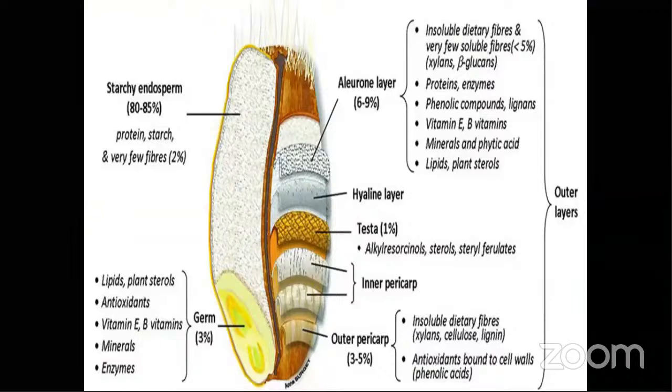Again, as I told you, for the outer pericarp, here you will see what kind of substances are present or what they are composed of. The outer pericarp is composed of insoluble dietary fibers and antioxidants. Then comes the aleurone layer, as I was talking about. It consists of insoluble dietary fibers, proteins also, enzymes, phenolic compounds, lignans, vitamin E, vitamin B complex, minerals, phytic acid, lipids, and plant sterols. In the starchy endosperm, there is only protein and starch and a very negligible amount of fiber. And in the germ, there are plant sterols, antioxidants, vitamin E, vitamin B complex, minerals, and enzymes.